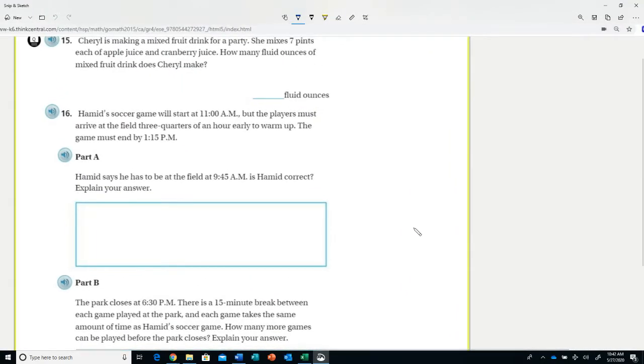Okay, question 15. Cheryl is making a mixed fruit drink for a party. She mixes 7 pints each of apple juice and cranberry juice. How many fluid ounces of mixed fruit drink does Cheryl make? So, let's talk about some conversions here.